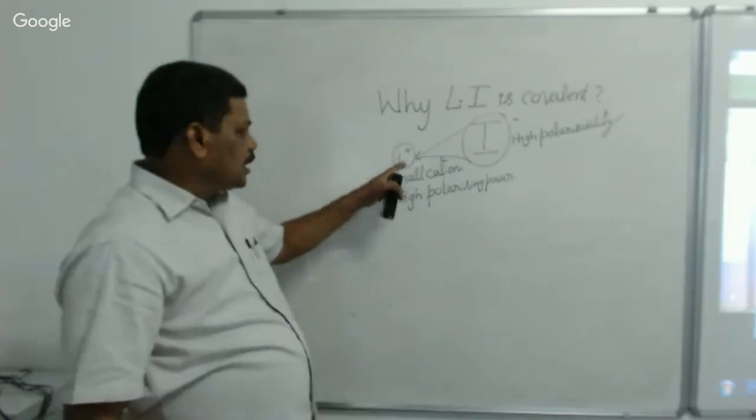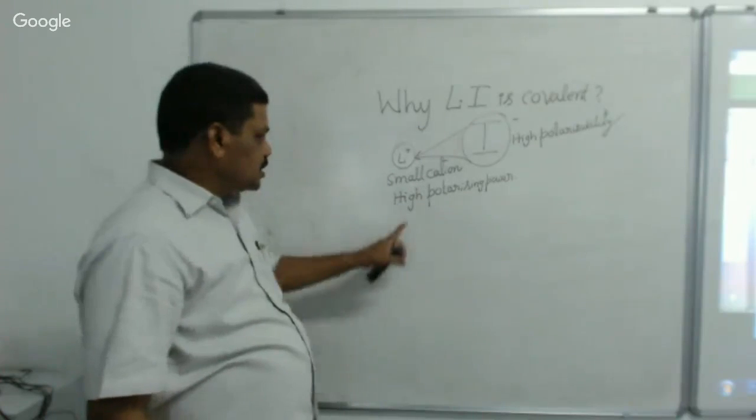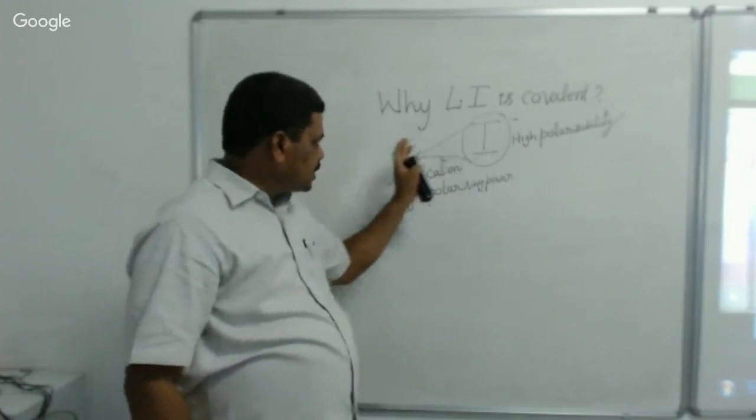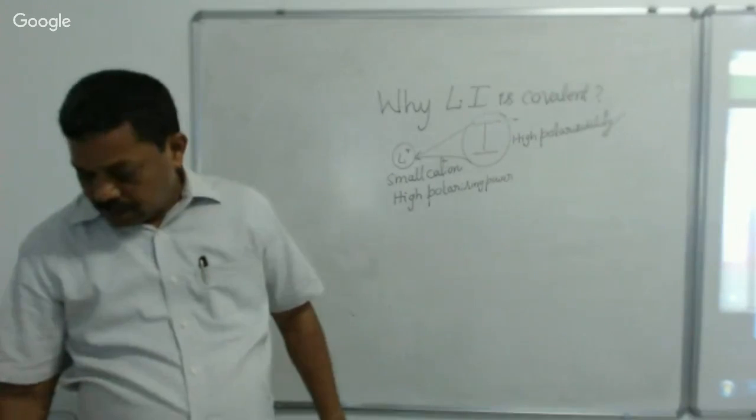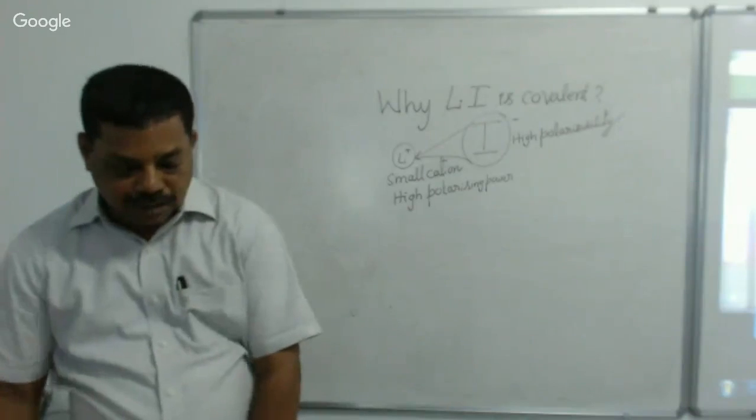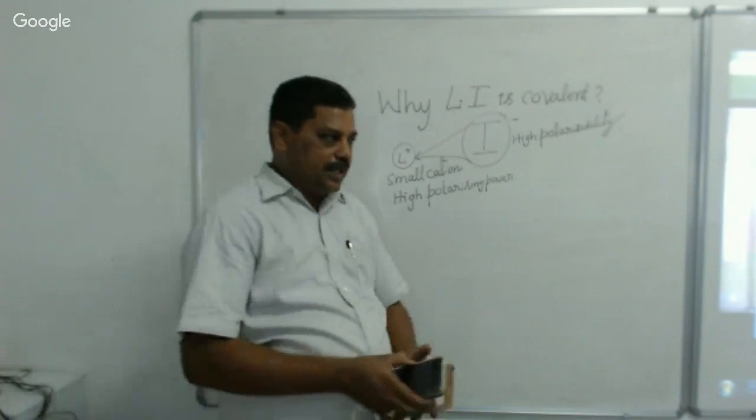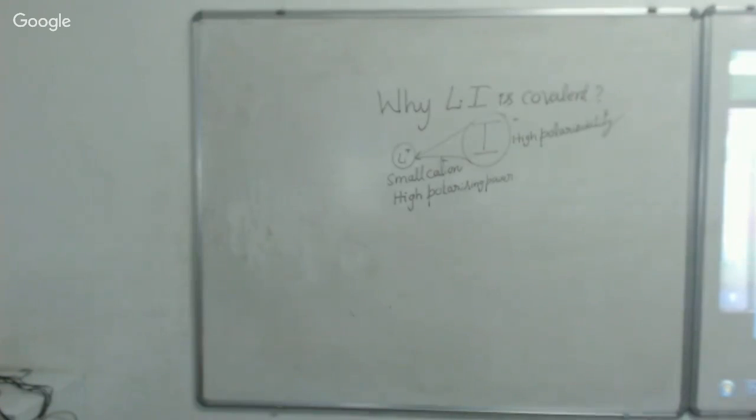So a small cation has more power to pull the negative charge; that is called polarizing power. The negative ion has a tendency to shift its electron cloud towards the positive ion. It's called polarization. A high polarizing power and high polarizability always give covalent character. That's why lithium iodide is covalent.